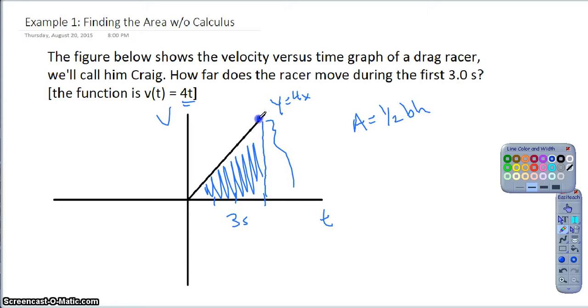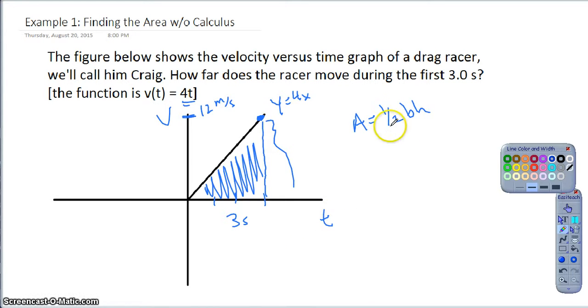Well, in order to figure out the height up here, we know that's at a time of 3 seconds. So I just come over to my velocity function and plug in 3 seconds. When I plug in 3 seconds, I figure out that that's at a height of 12, and keep in mind this would be meters per second.